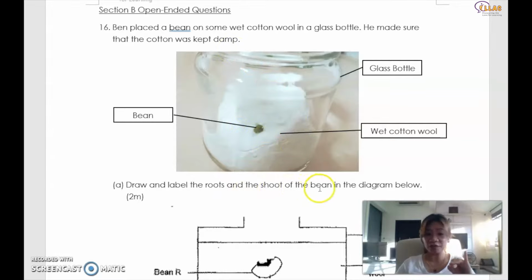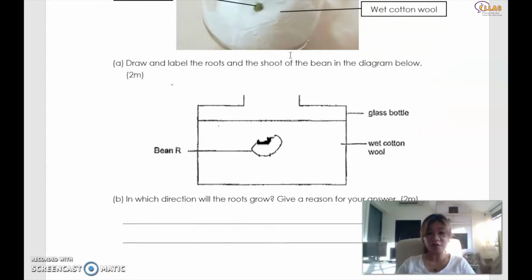Draw and label the roots and the shoot of the bean in the diagram below. So it doesn't say that it is a covered jar, so you assume that there is air inside. Okay, warmth, it is to be assumed as well because they already tell you to draw, isn't it? So if you were to draw, you will make sure that the roots are pointing downwards like this. Okay, so something like that. And then you can draw multiple. Just a few of them will do. You might not have the time to draw too many. Okay, so as long as they are pointing downwards, you will get your answer correct.